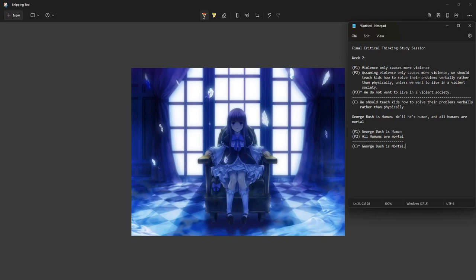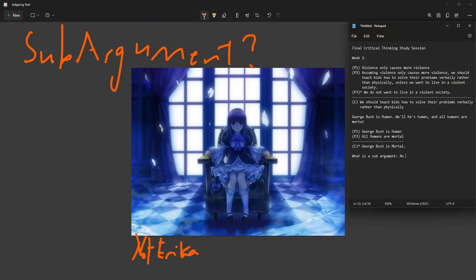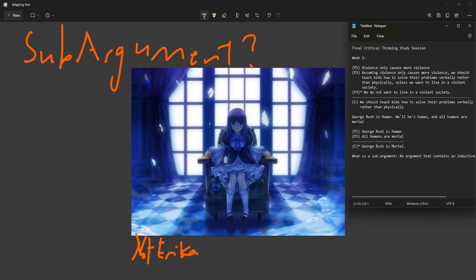What are sub-arguments? Okay, what is a sub-argument? Well, a sub-argument is an argument that contains an inductive sub-argument if the thinker reasons from one sample to another. Now that is just the very technical dictionary definition. Let's do an example to really understand this, because definitions are good. We need to know definitions. We can't be changing definitions all willy-nilly, although Merriam-Webster would like to think otherwise.